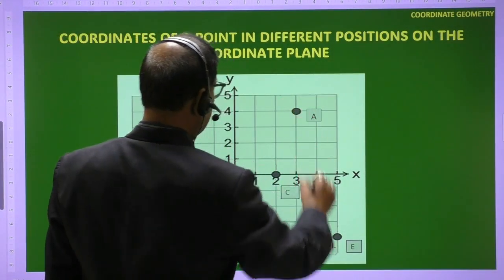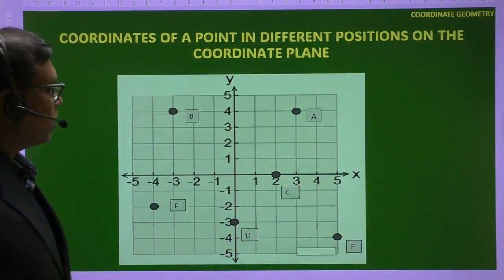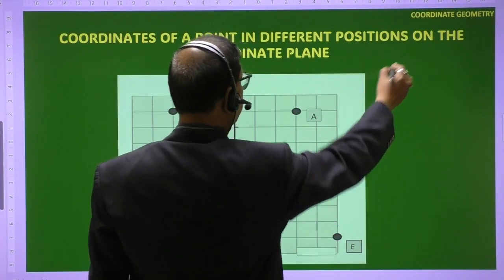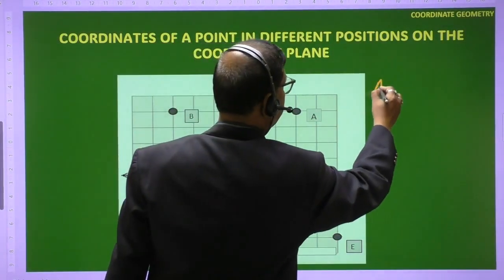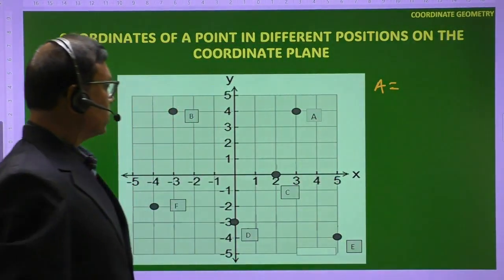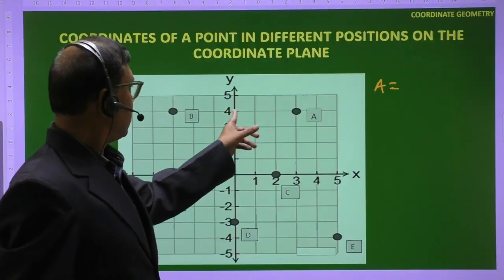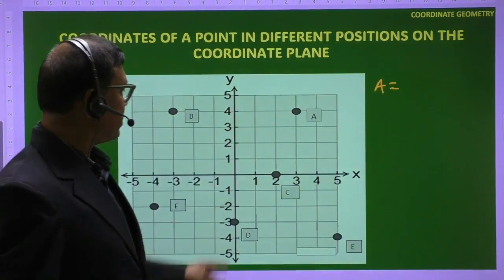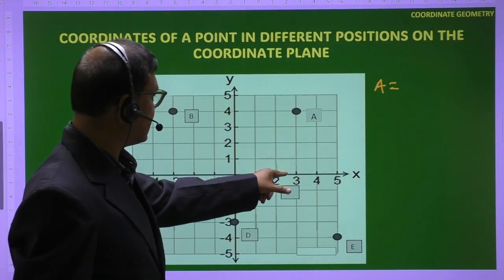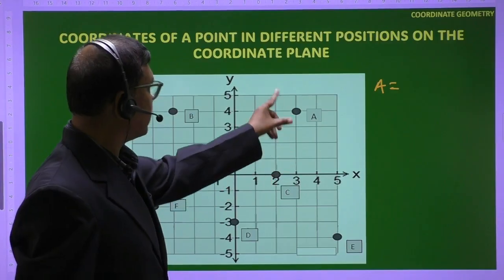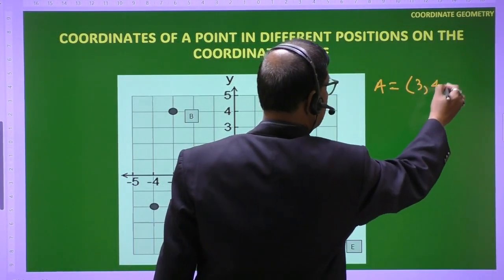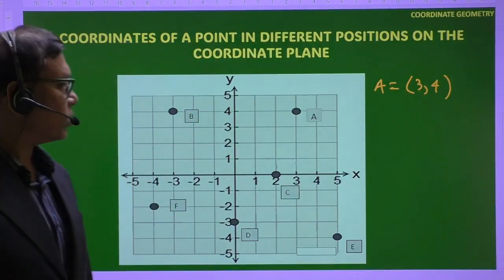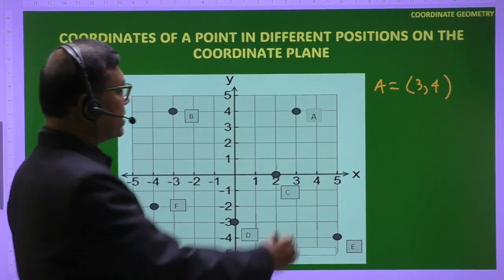So point A is here now. What will be the coordinates of A here? From y-axis 3 units and from x-axis 1, 2, 3, 4 units. So coordinates of A will be 3, 4. Yes or no? Now coordinates of B.